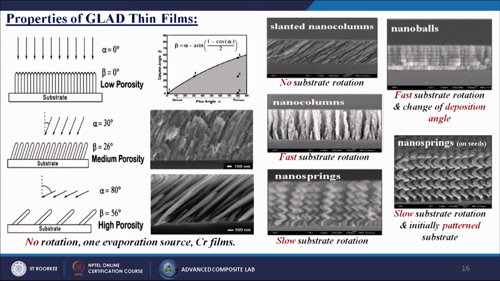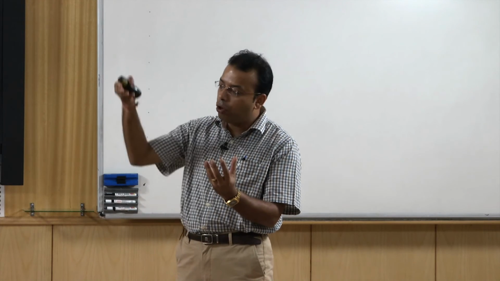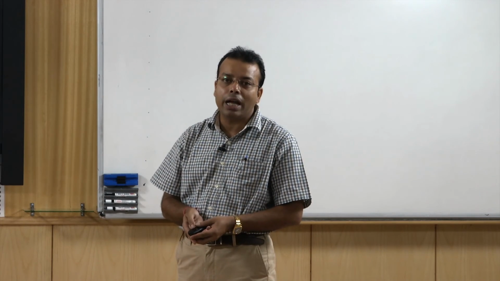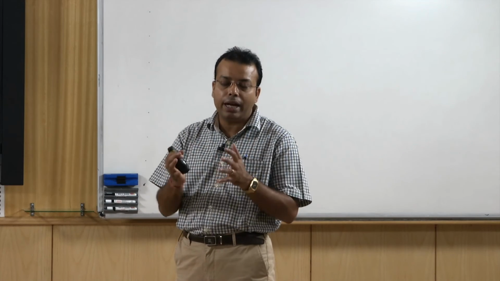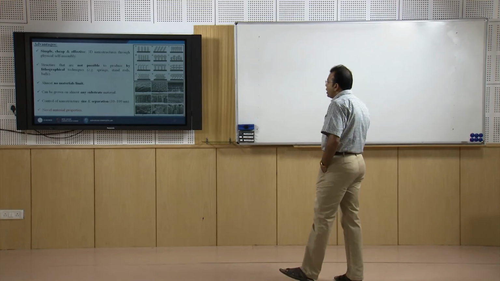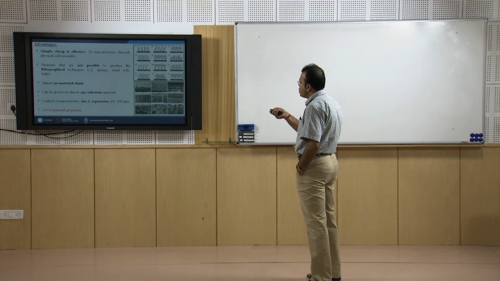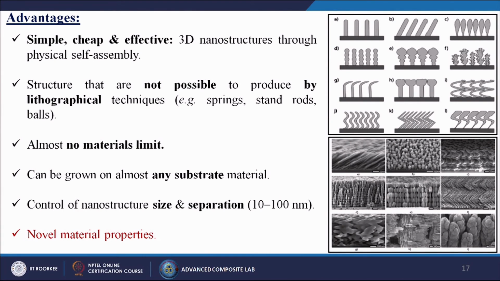The first thing is how you are putting your substrate over there; not only that, whatever angle you follow, you can make any type of directional coating, any kind of shape. What are the advantages? Simple, cheap and effective 3D nanostructures through physical self assembly, structures that are not possible to produce by lithographical techniques, like springs, standing rods, balls, almost no materials limit, can be grown on almost any substrate material, control of nanostructure size and separation, generally 10 to 100 nanometer, novel material properties.